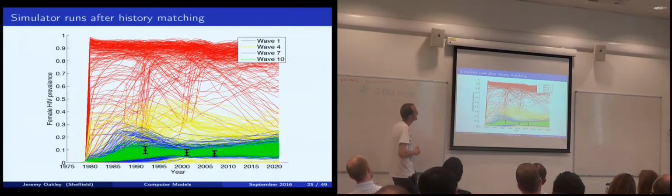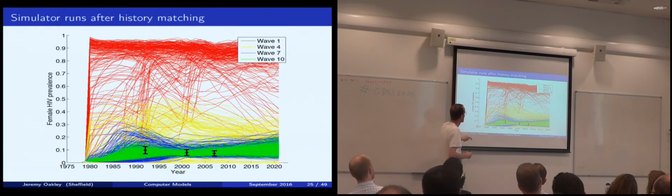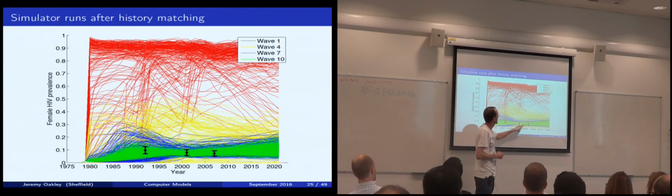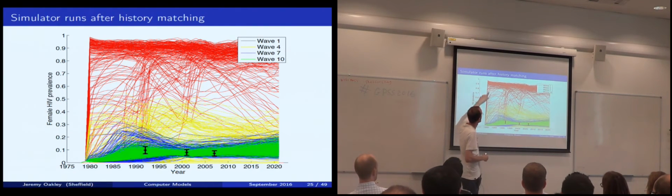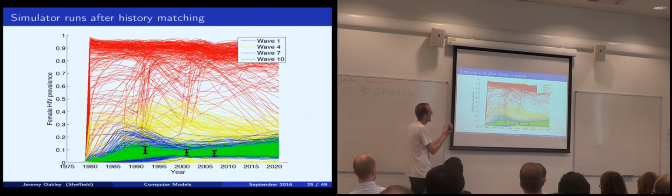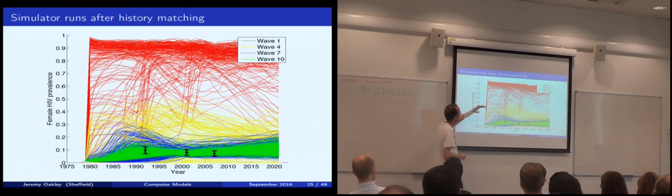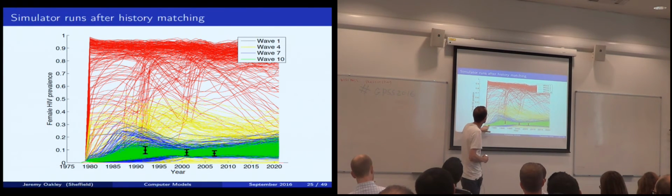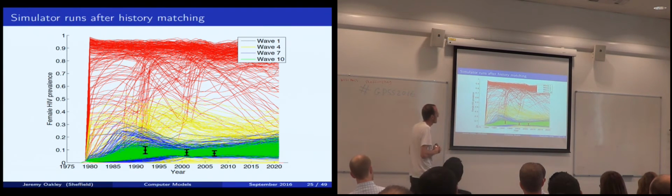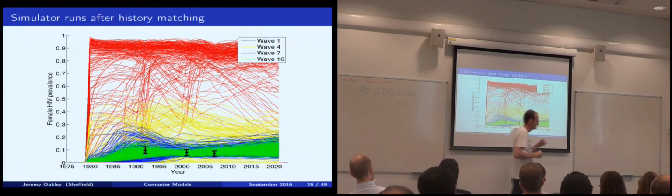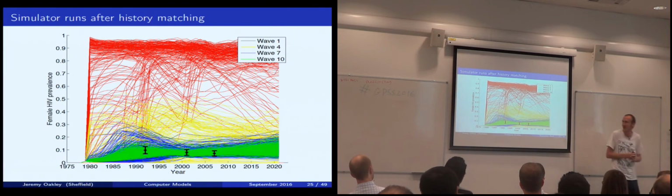Okay. And so this is an example. This is one of the outputs that we were trying to calibrate to. So your initial bunch of runs are mostly all hopeless, okay? But then you throw away that part of the input space and you start to get closer and closer. And by wave 10, you're starting to find a decent bunch of simulator runs that are actually passing through the data, okay?